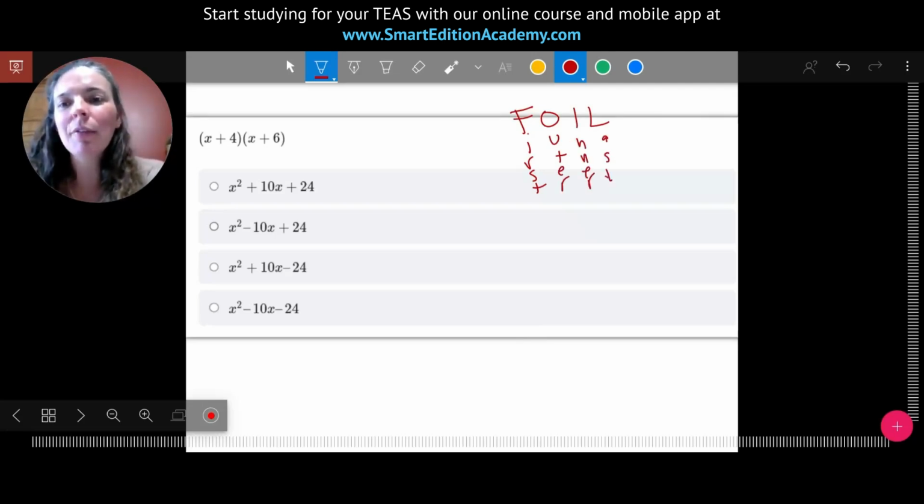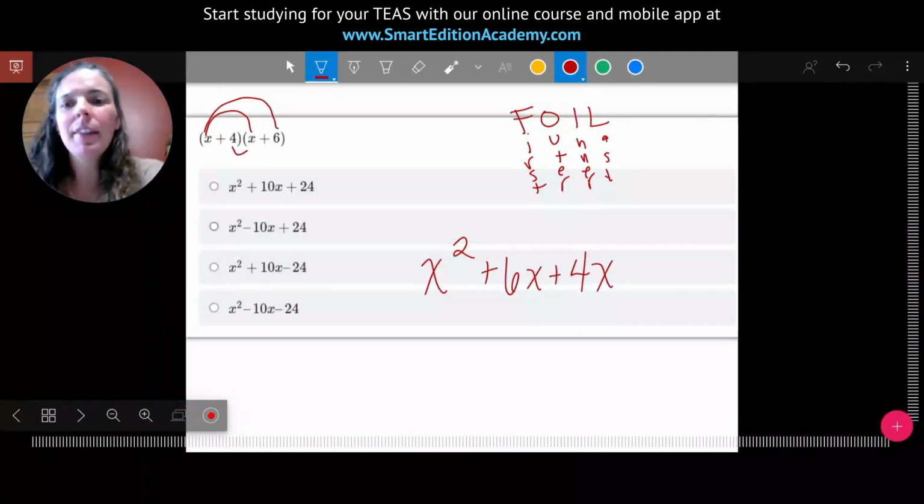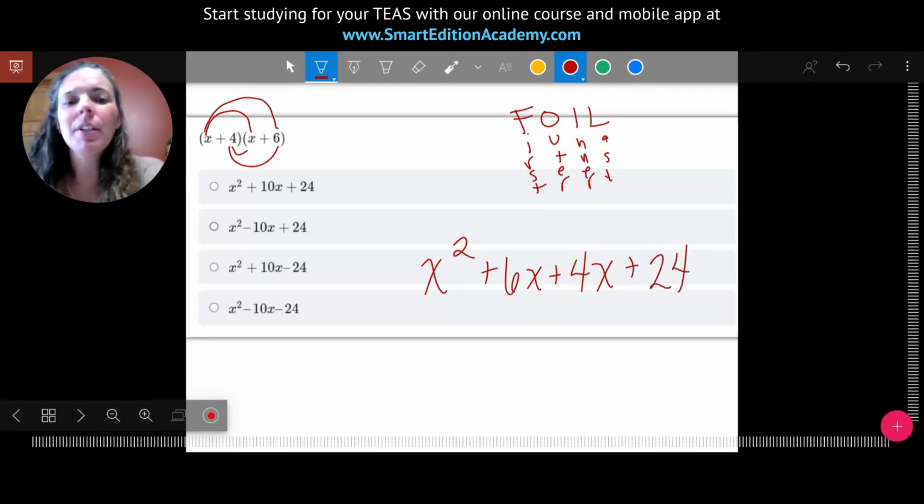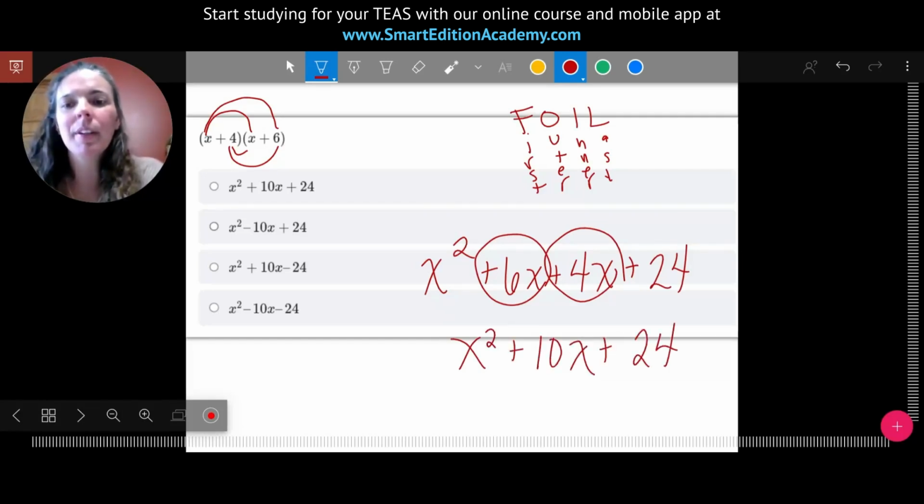Well, I take the first term in each parentheses and multiply. So x times x is x squared. Outer, so the outside most terms, x times 6, that would be plus 6x. Inner, they're right next to each other here, plus 4x. And then last, 4 times 6 is 24. So once I've done that, now I can combine like terms in the middle. So x squared plus 10x plus 24 should be our final answer.